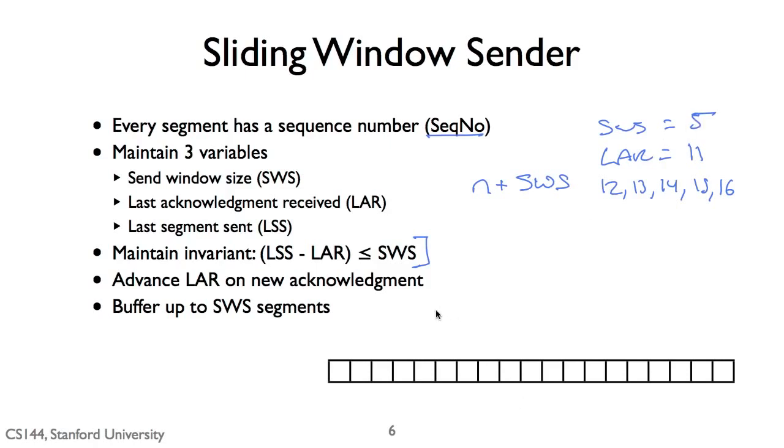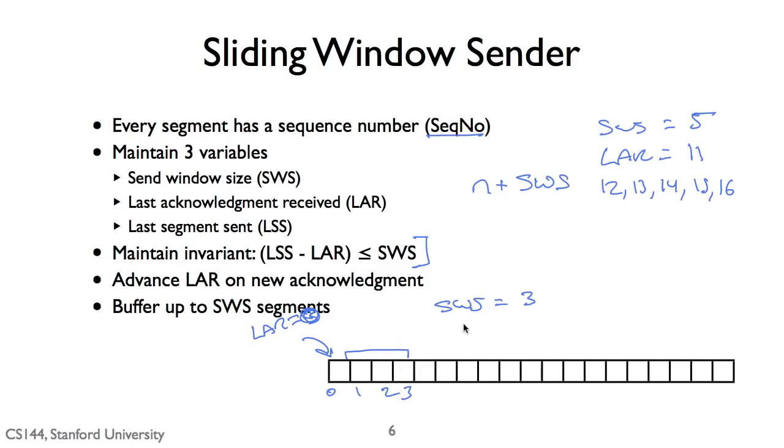Let's pretend for a second we have a sending window size equal to 3. And so here's packets 0, 1, 2, 3. Let's say 0 had been sent and acknowledged. So our sending window size is 3. The last acknowledgement from the receiver is 0, so LAR is equal to 0. SWS is equal to 3. This just means that the last segment sent is equal to 3.